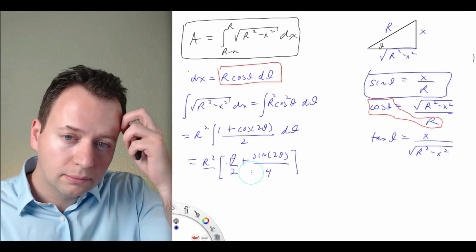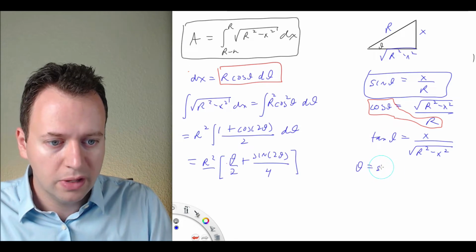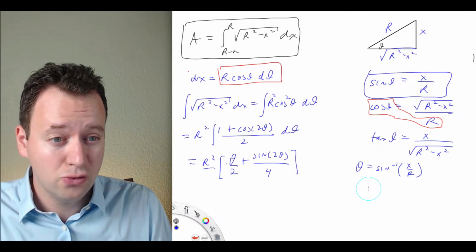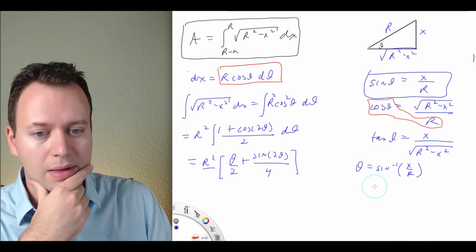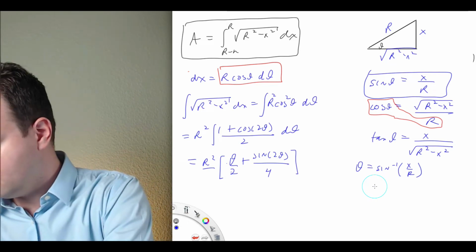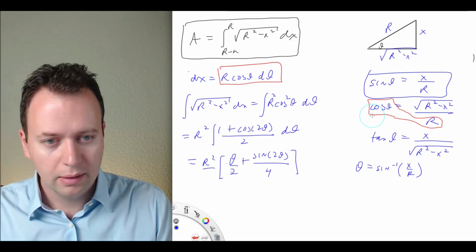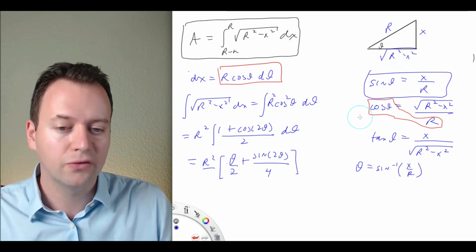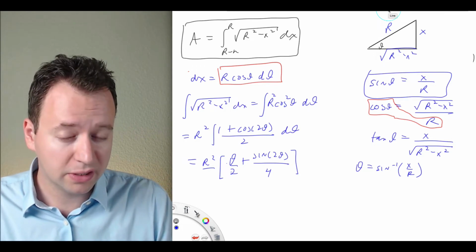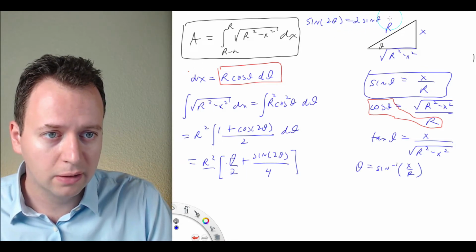Theta is equal to the arc sine of x over r. Now sine of 2 theta, for that we can use an identity. This is a very useful trig identity to know: sine of 2 theta is equal to 2 sine of theta cosine theta.